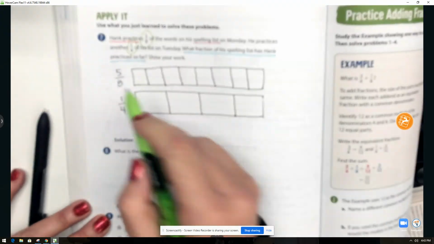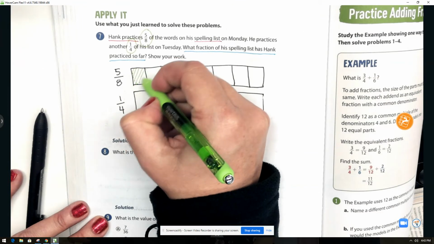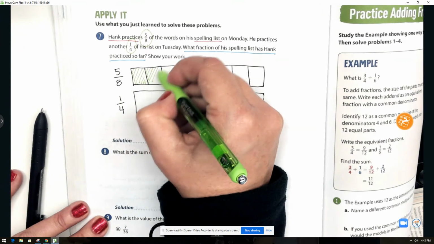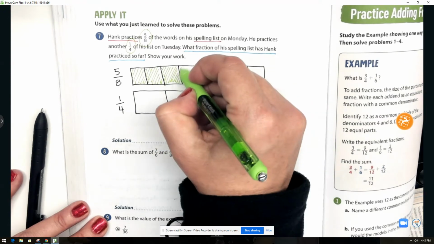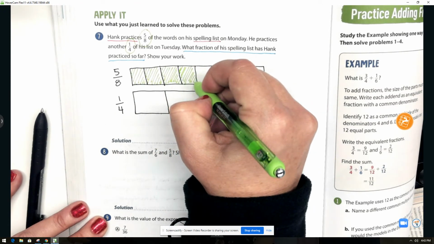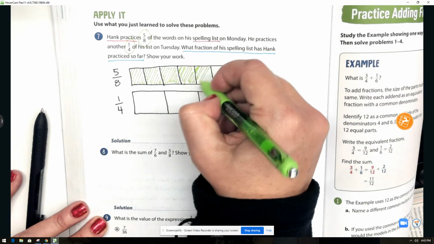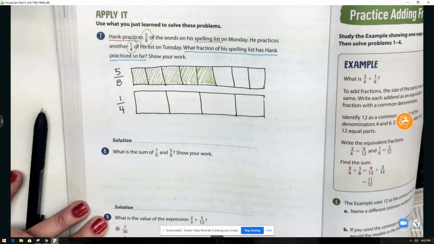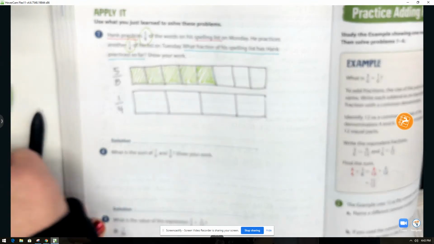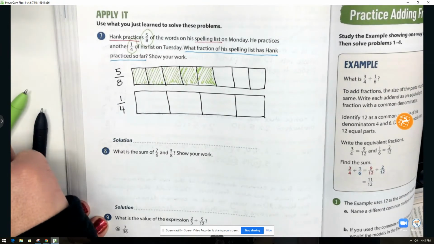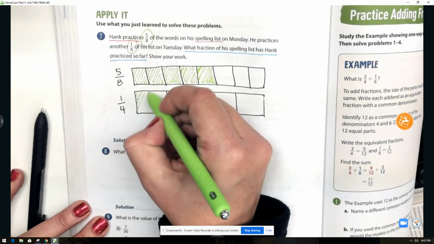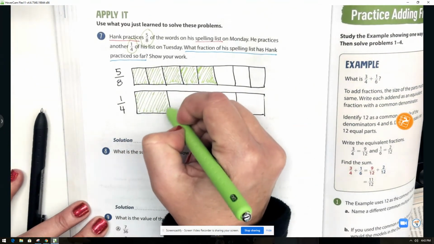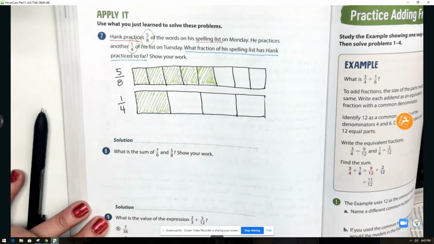So 5/8, let's fill in 5/8. That's 1/8, 2/8, 3/8, 4/8, and 5/8. Now we're going to add to that 1/4. So 1/4 would be 1 of the 4 sections that I colored in.